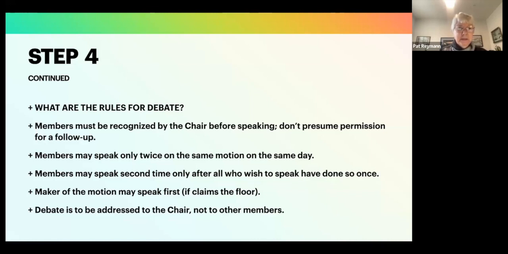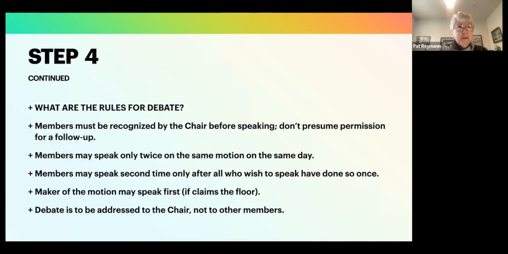In fact, I'm sorry, these aren't coming out one at a time. Members may speak only twice on the same motion on the same day. That's a rule that sometimes gets dropped by the wayside, unless you're in something like a big convention in which you've got rules already printed out.